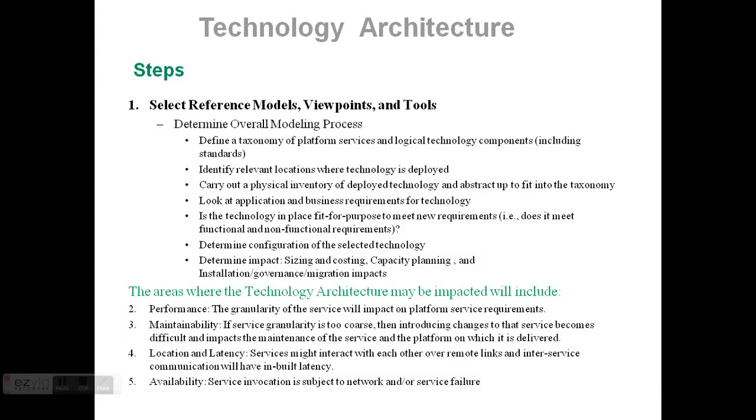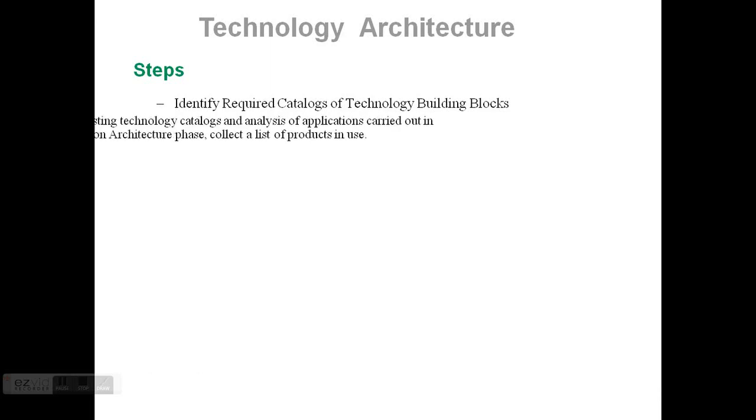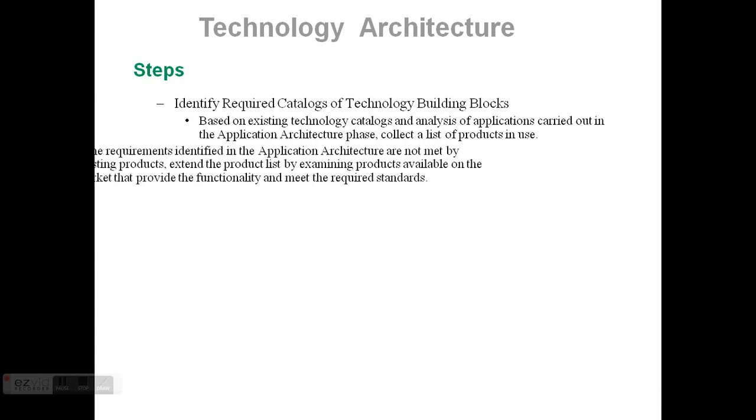Okay. We probably look at the availability of services that could possibly be impacted by the new technology. Next minor step within the first step, we will look at identifying the required catalog of technology building blocks. To do that, we look at the existing technology catalogs and the analysis of applications carried out in the application architecture phase, and collect a list of products in use.